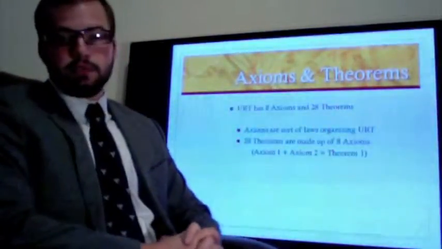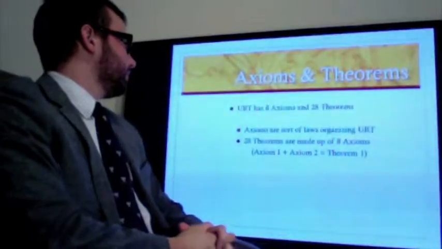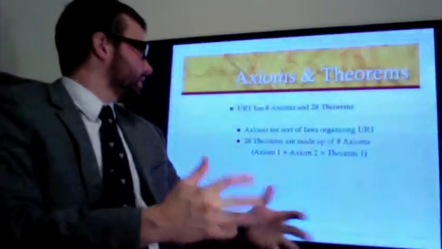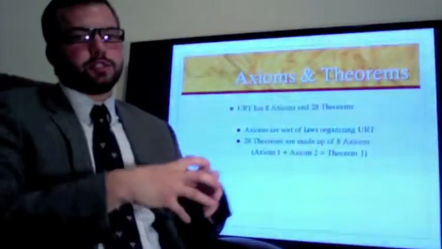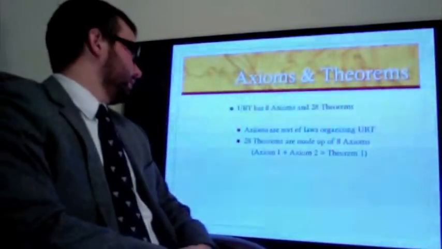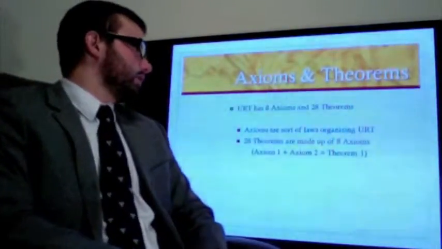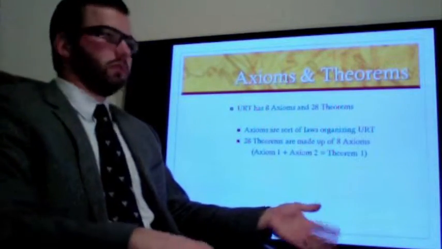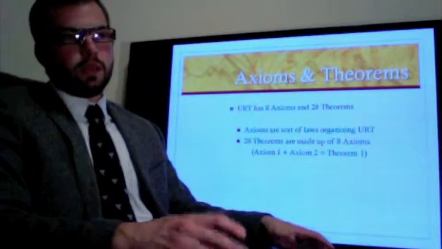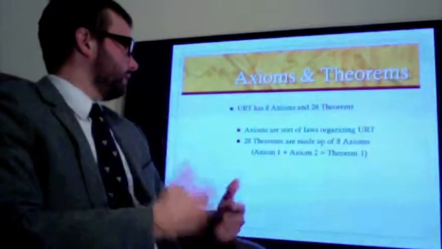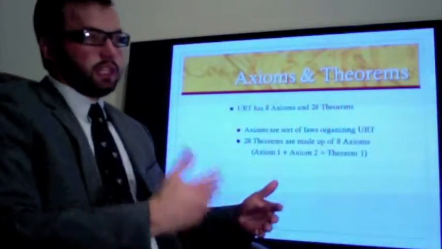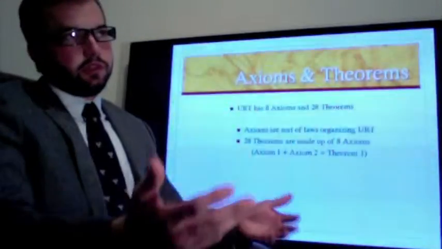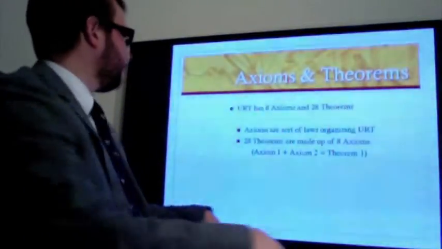URT has 8 axioms and 28 theorems. The 8 axioms represent the laws, the structure organizing URT, and the 28 theorems are made up of the 8 axioms. So a simple math formula would be axiom 1 plus axiom 2 equals theorem 1. Berger went on to do this with every one: axiom 1 plus axiom 3 equals theorem 2, and so on and so forth.